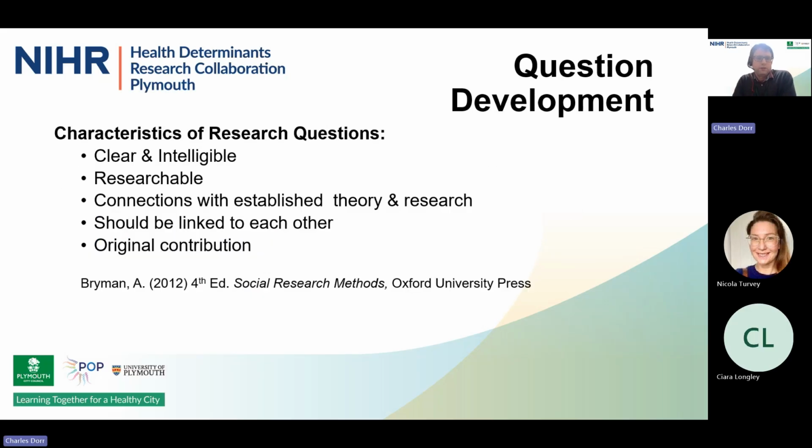So then the next thing, once you've done your preliminary research, is to think about developing your research questions. As I say, you may already have a general idea what your research question is, but it's good to think about how you can make it a bit more specific and structured, because that's going to be really important when you actually do the scoping review. So here are some characteristics of a good research question. Ensuring it's clear, intelligible, it's something that can be researched, it has connections with established theory, it can be linked to other research questions, and it's an original contribution, so not just repeating a previous question.